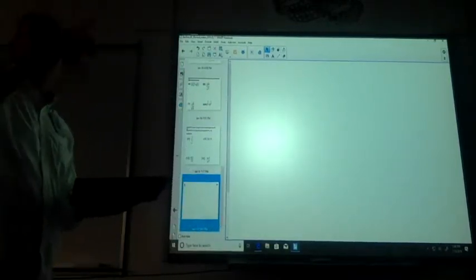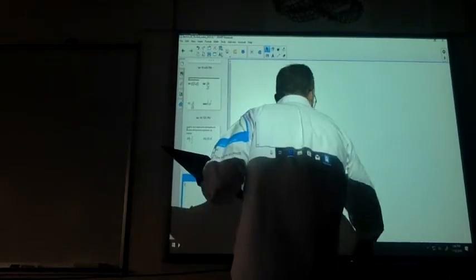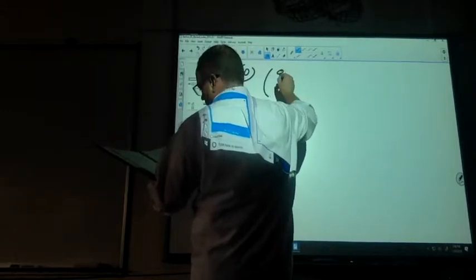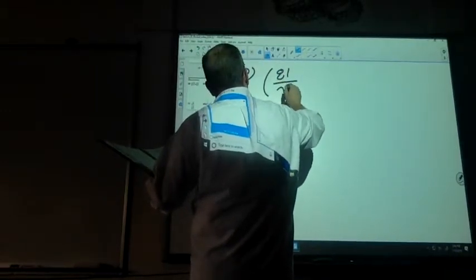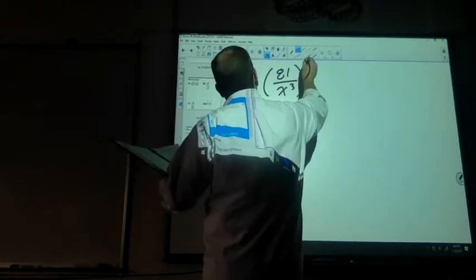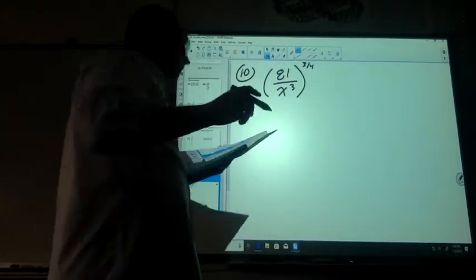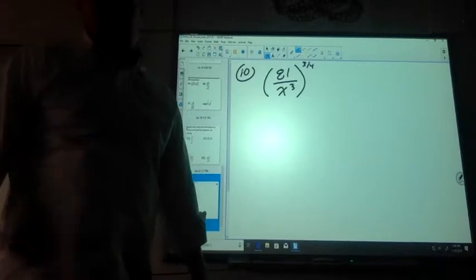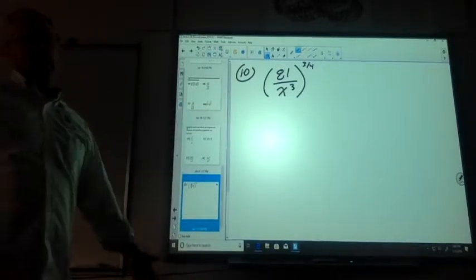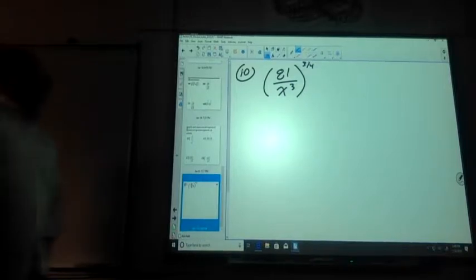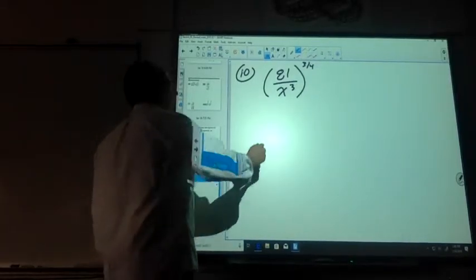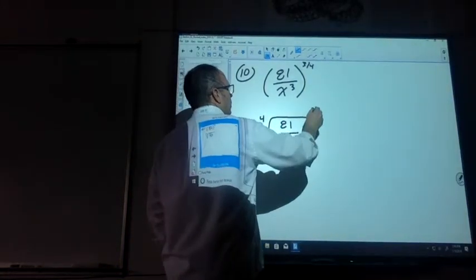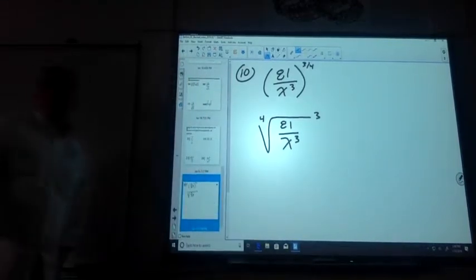What kind of questions did we come across? Go ahead. 10, okay. Number 10. So the directions say on number 10, simplify, assume all variables are positive, and then they give a disclaimer that your variable in the denominator is not 0. Is that okay? So the 3/4 power, if you think about this, is the same thing as the 4th root, and then the whole thing to the 3rd. Is that okay so far?